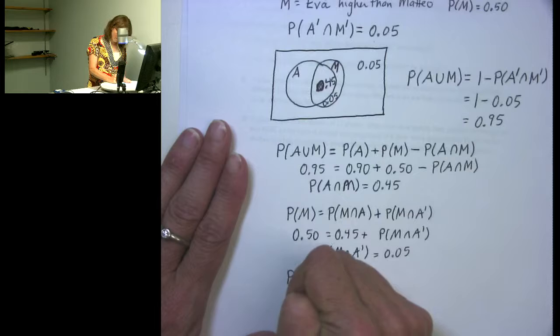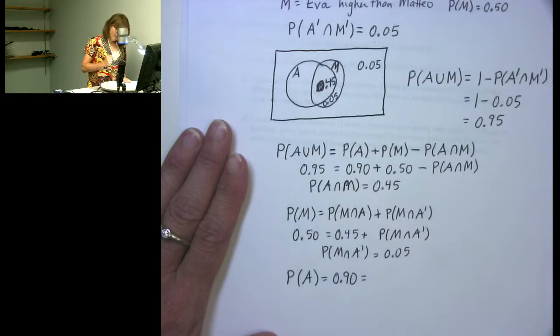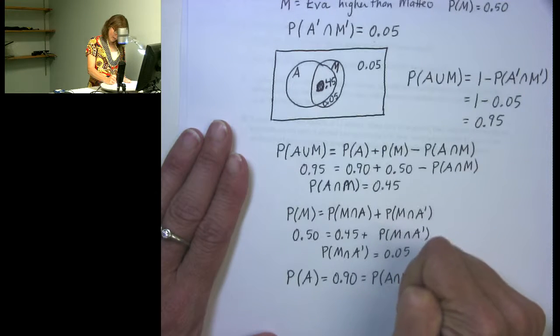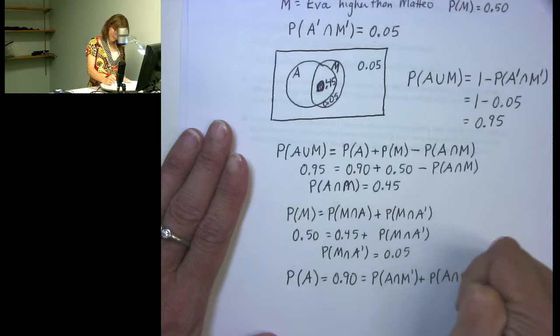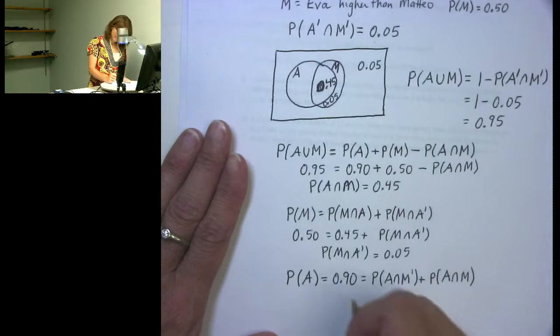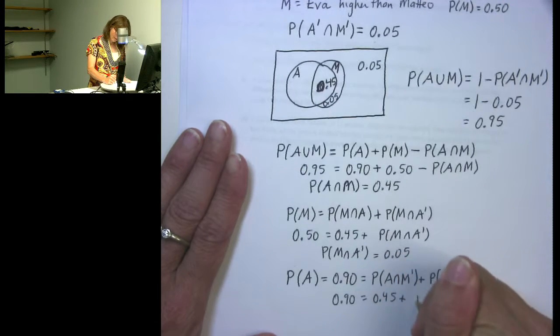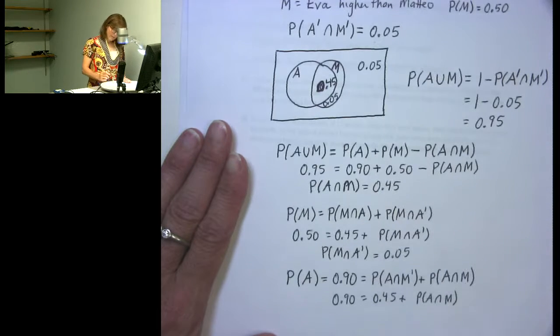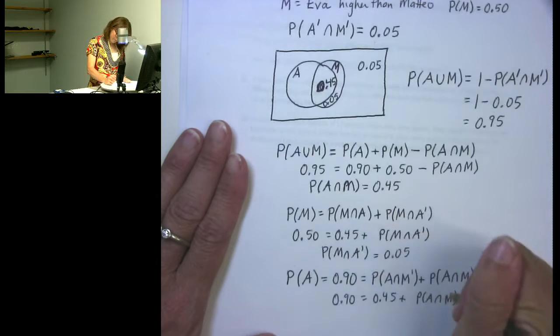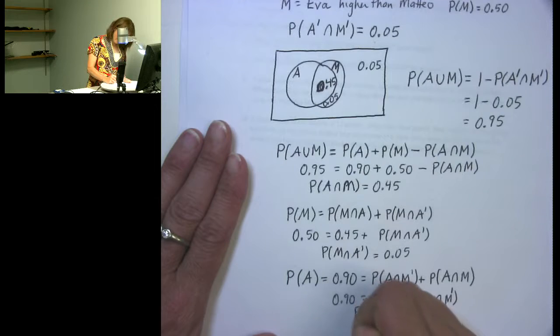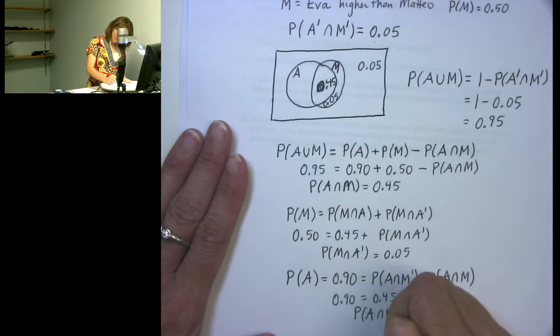Then, similarly, I can find the probability of beating Aiden. We know it is 0.90. It's got to be the probability of beating Aiden and not Mateo, plus the probability of beating Aiden and Mateo. Aiden and Mateo is 0.45. Sorry, I put these in the wrong order, but the probability of the intersection here is 0.45. That shows me the probability of beating Aiden but not beating Mateo is 0.45 also.